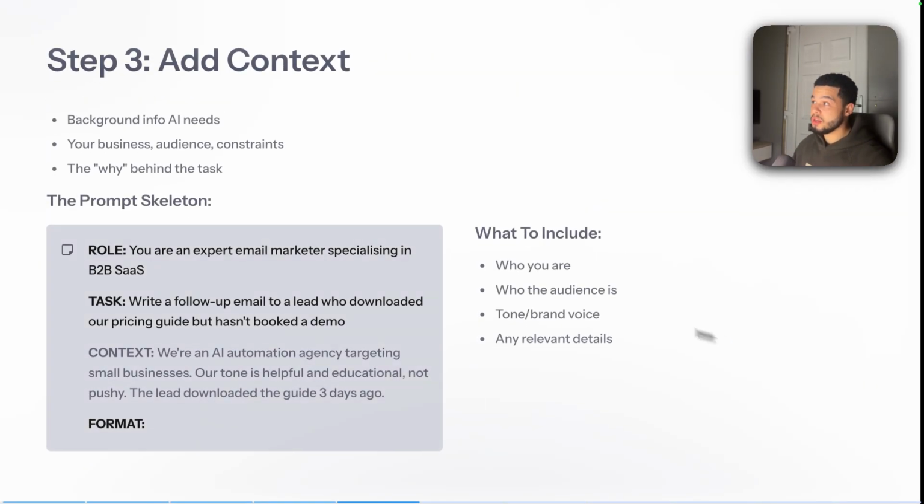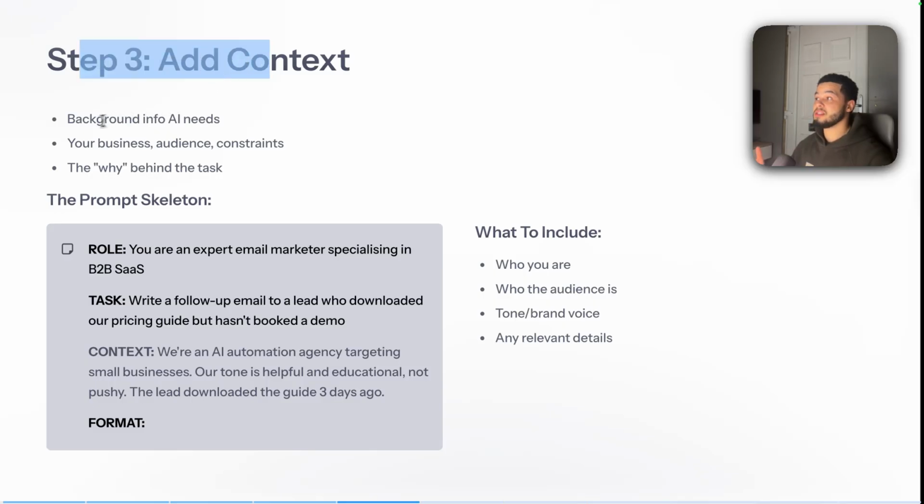Now, for step number 3, we have add context. This is where we give the background info that the AI needs. This is stuff about your business, your audience, the constraints that the AI agent may have. This is the why behind the task. So why exactly are you doing something? Now, an example of this is: we're an AI automation agency targeting small businesses. Our tone is helpful and educational, not pushy. The lead downloaded the guide 3 days ago.